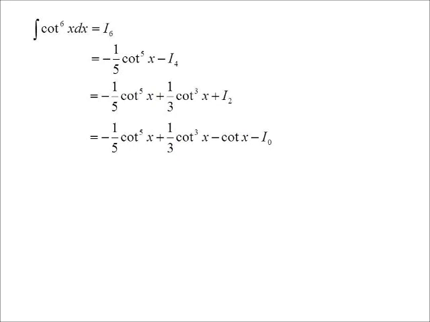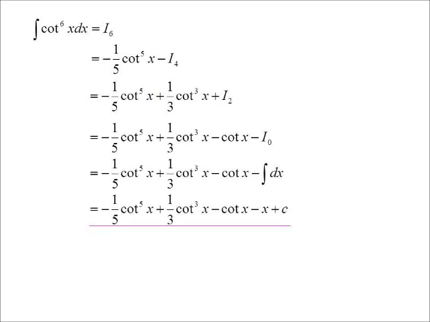Can we use this formula for 0? No, because we'd reduce it down to negative 2 and that's not going to work. So we'll actually work out I_0, which is just the integral of dx, because cot to the power of 0 would be 1. Well, integrate dx, we get x, plus of course a constant.